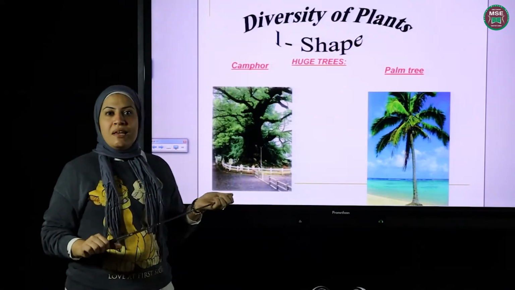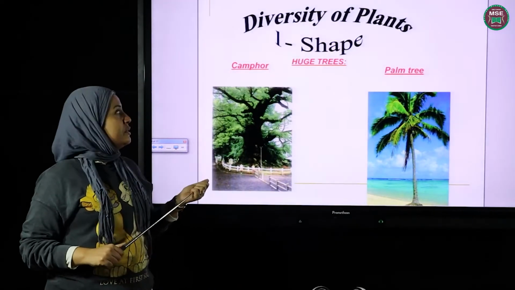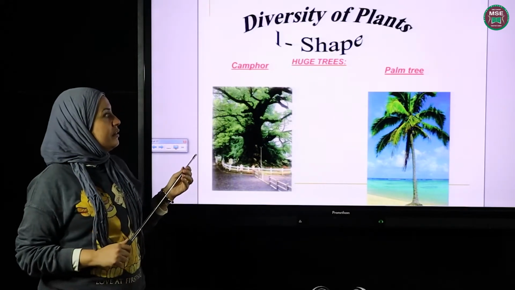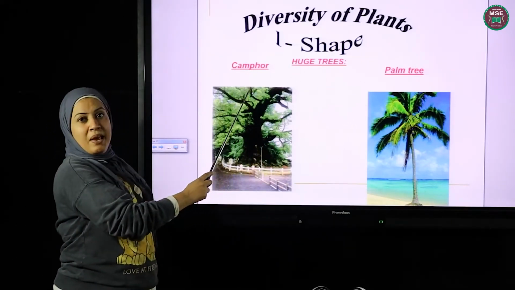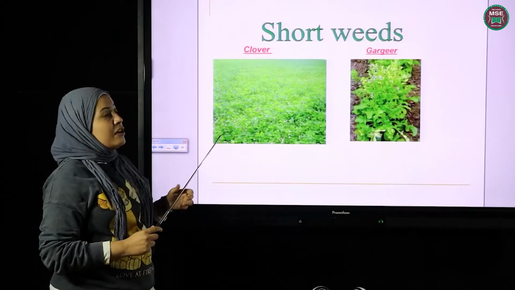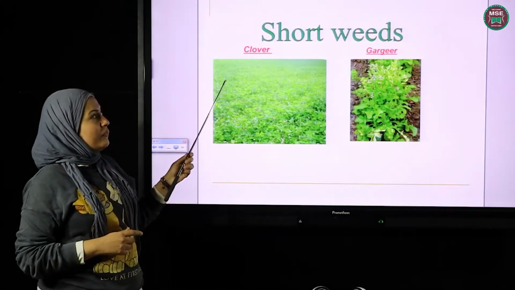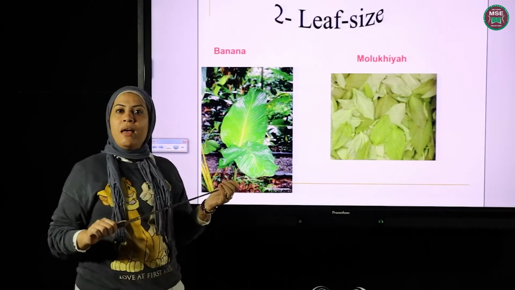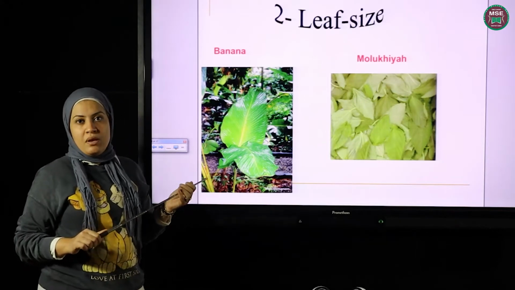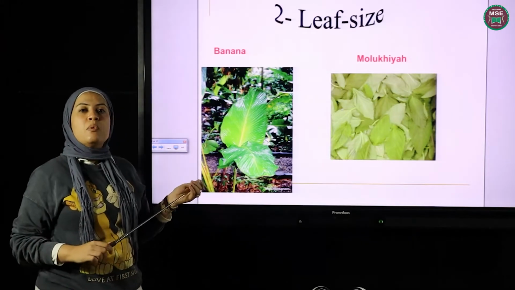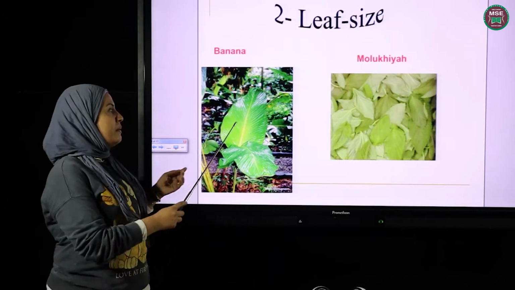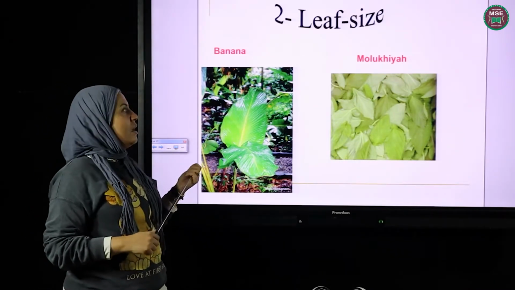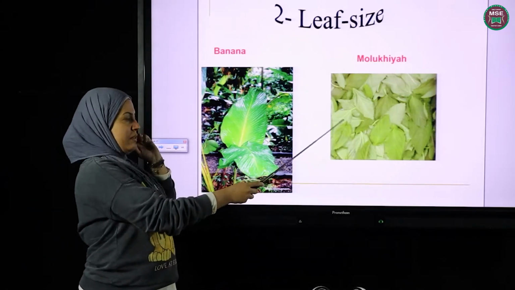There is a diversity in the plants. We classify the plants according to the shape. I have huge trees, like palm trees and camphor plants, and short weeds like clover and gergear. And we classify the plants according to the size of leaves. I have a large size leaf and small size leaf. Large size leaves like banana. Bananas have large size leaf, and mulukhiyya have small size leaf. Okay?